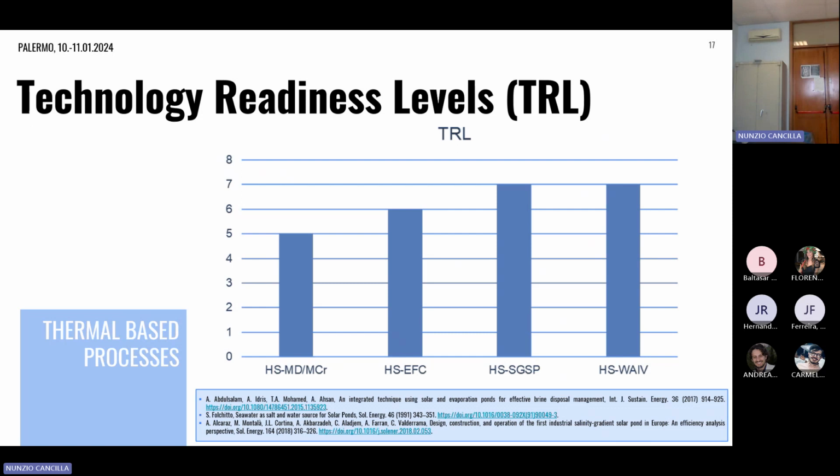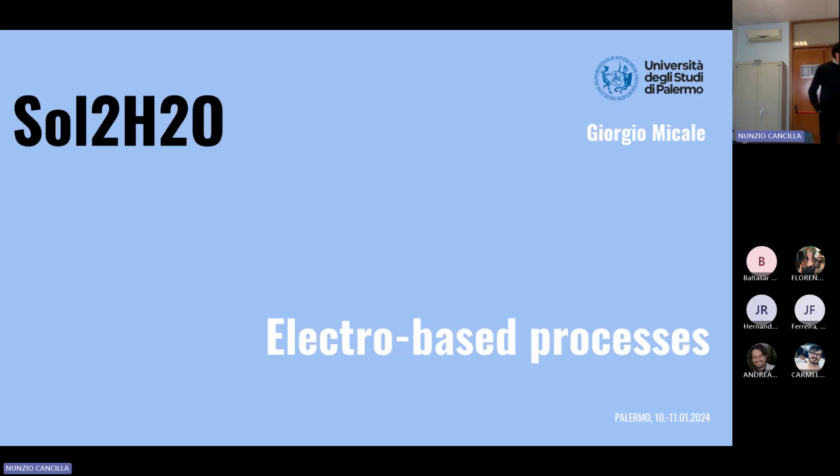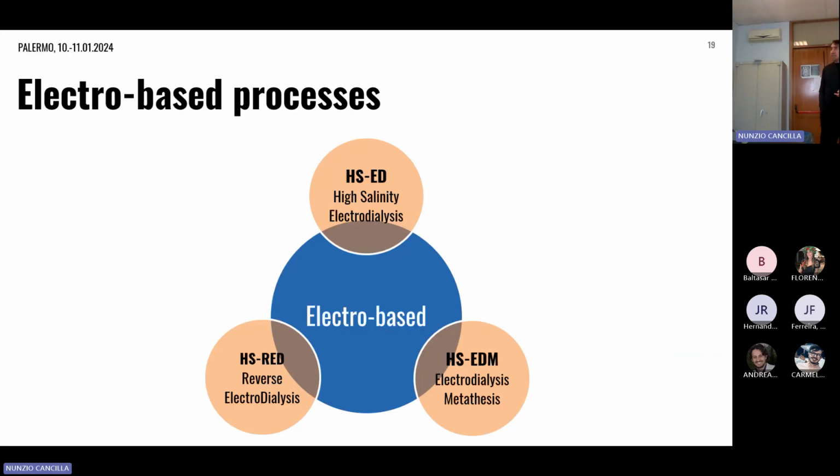So maybe for the case of membrane distillation, maybe we are well above 5. I guess we could be, and possibly for eutectic freeze crystallization, of course. So I mean, there's not really a big difference. But in the practical implementation, yes, there is a significant difference. Then we go to the electro-based processes.